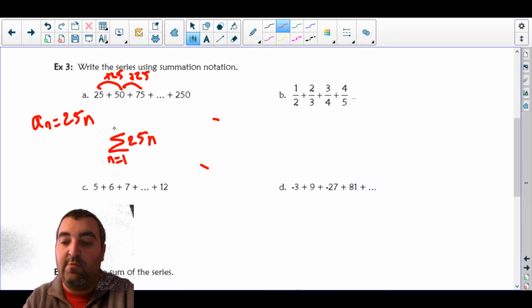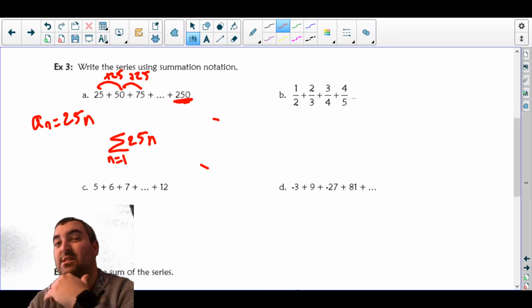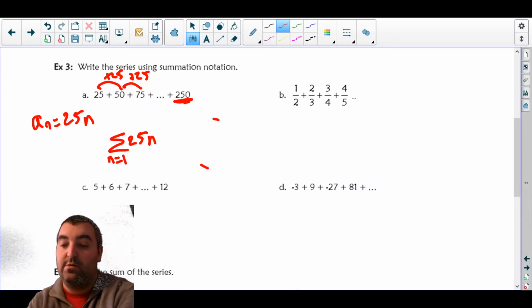Now we just have to figure out what's going up here. Now, a big mistake that I see is people just put 250. 250 is the term. We want the term number. So we need to figure out what n value will give us 250.